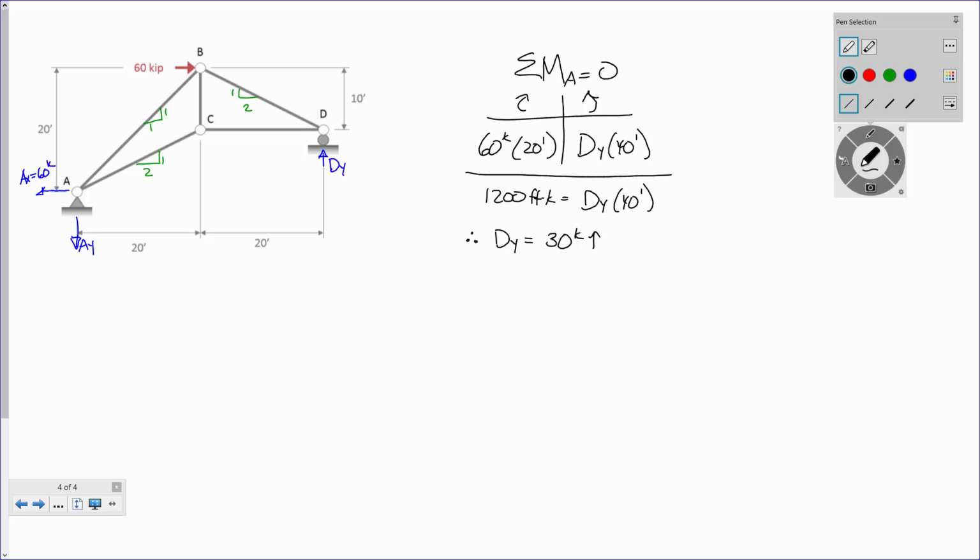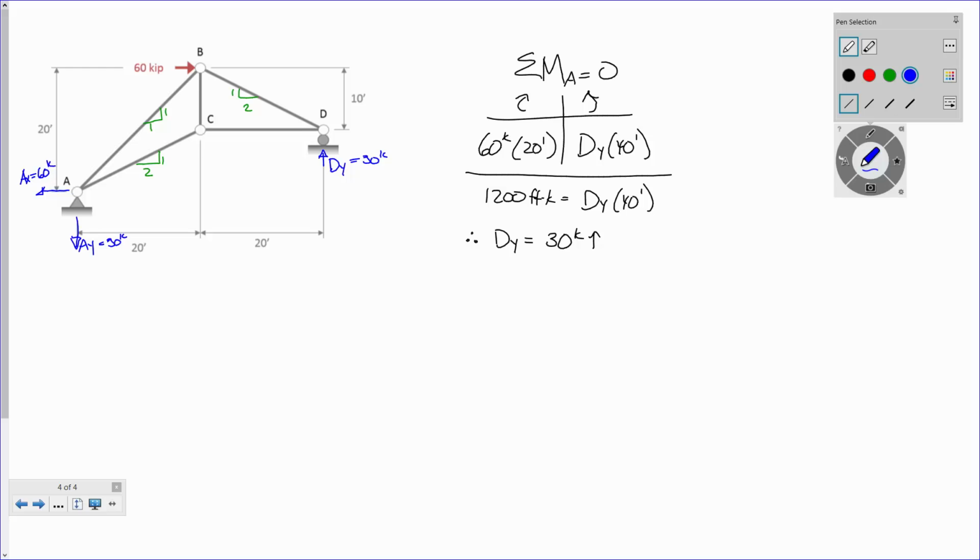Sum of forces in the x direction told me what AX was, so I don't even need to do that. Let me go ahead and write this 30 kips. And then sum of forces in the y direction, do I even need to go through and do the math? It's 30 kips acting down, right? Okay. So far, so good? Any questions? So I'm going to use method of joints on this problem.